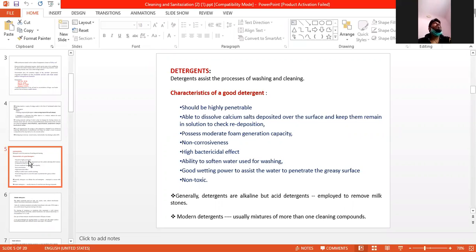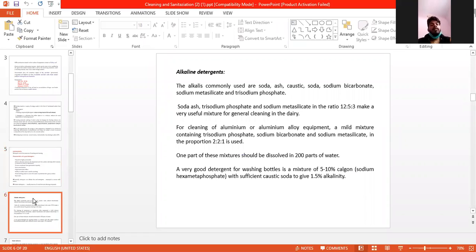And so we are using more than one cleaning compound so that the cleaning can take place very easily. The commonly used alkalis are caustic soda, sodium bicarbonate, sodium metasilicate, and trisodium phosphate. Soda ash, trisodium phosphate and sodium metasilicate in the ratio of 12:5:3 make a very useful mixture for general cleaning of the equipment.